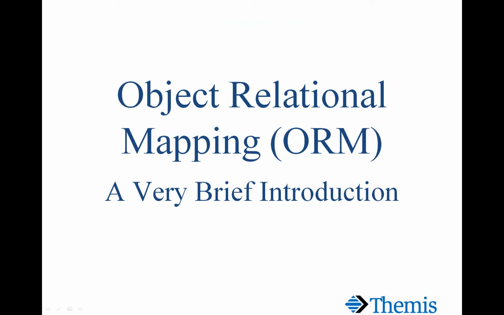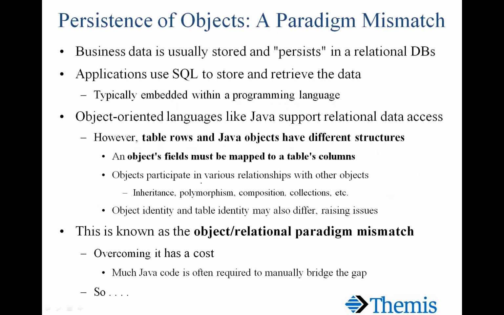We'll wrap up with a very brief look at object relational mapping. The problem is what we call a paradigm mismatch, that database tables are a little bit different than Java objects. Tables have rows where objects have other structures as well. And part of the job of object relational mapping is to take the fields or instance variables of a class and map them to the columns of a table.